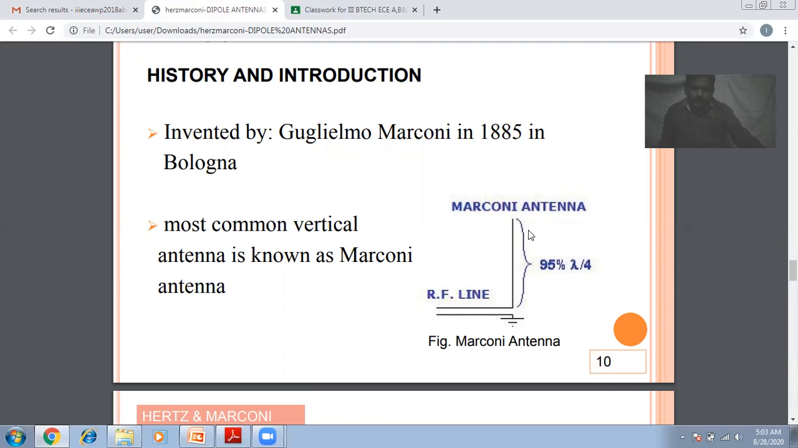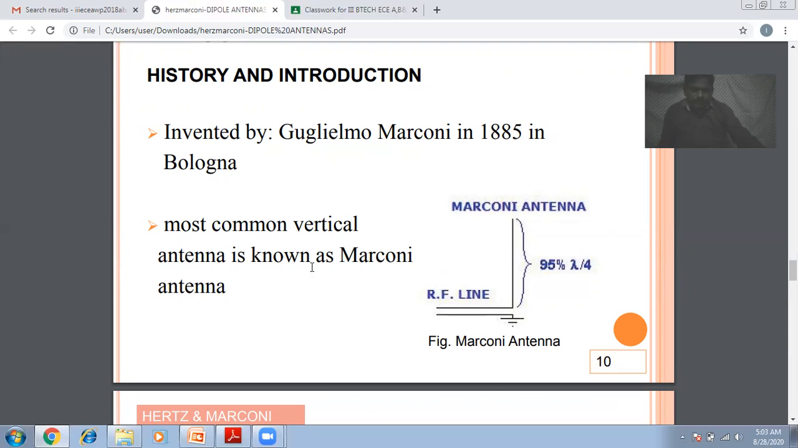Image concept in the sense, if there is an upward arrow, its image in the mirror is seen as a downward arrow. If there is an arrow pointing to the right side, its image in the mirror is seen as an arrow pointing towards the left side. That is nothing but the concept of the image in the mirror.